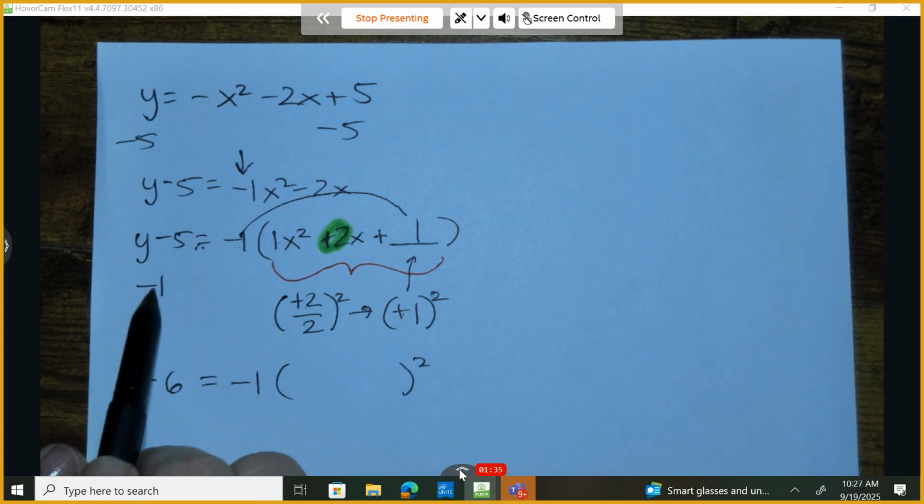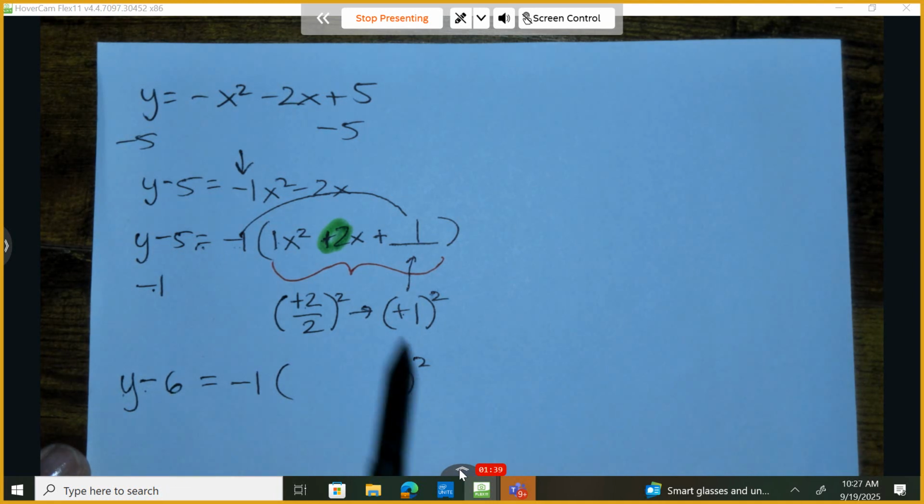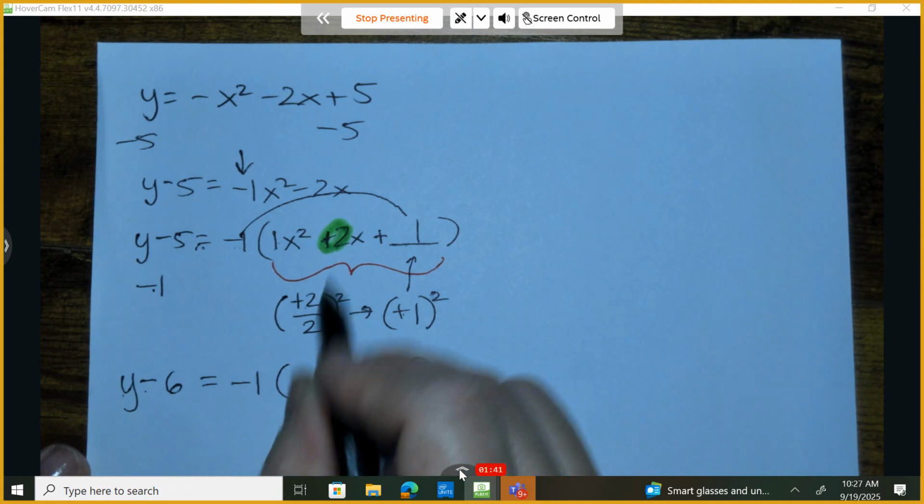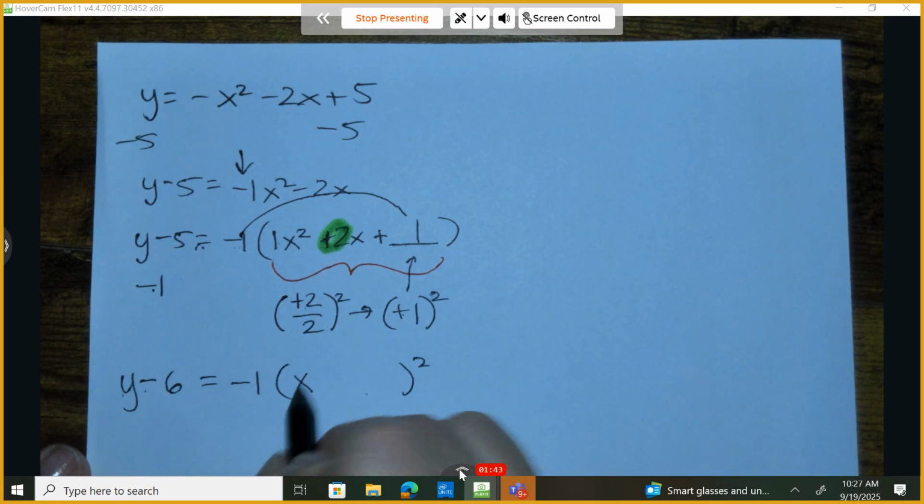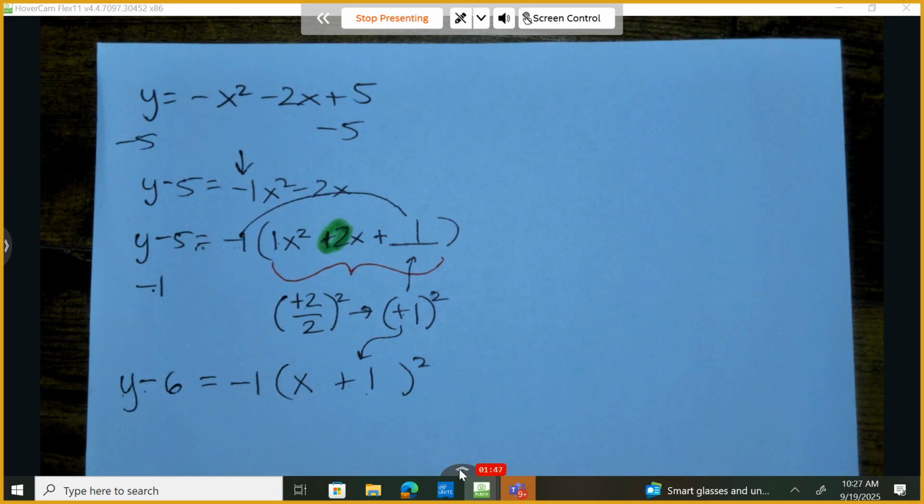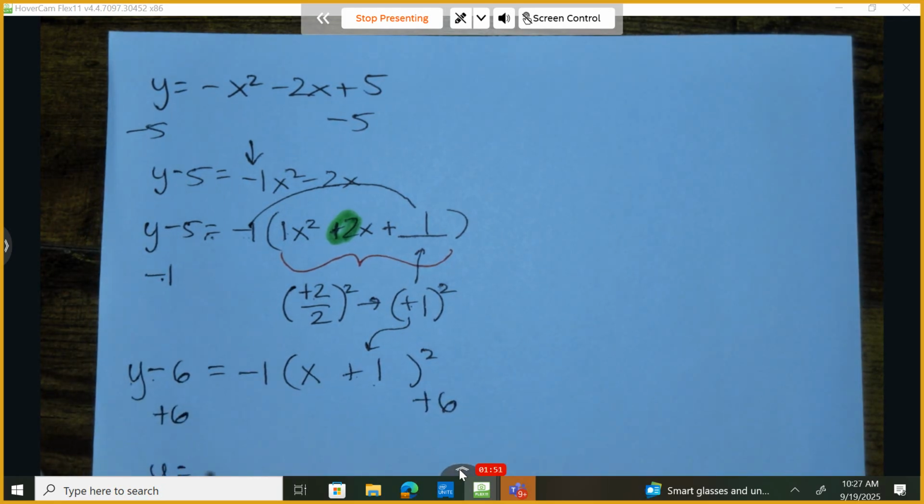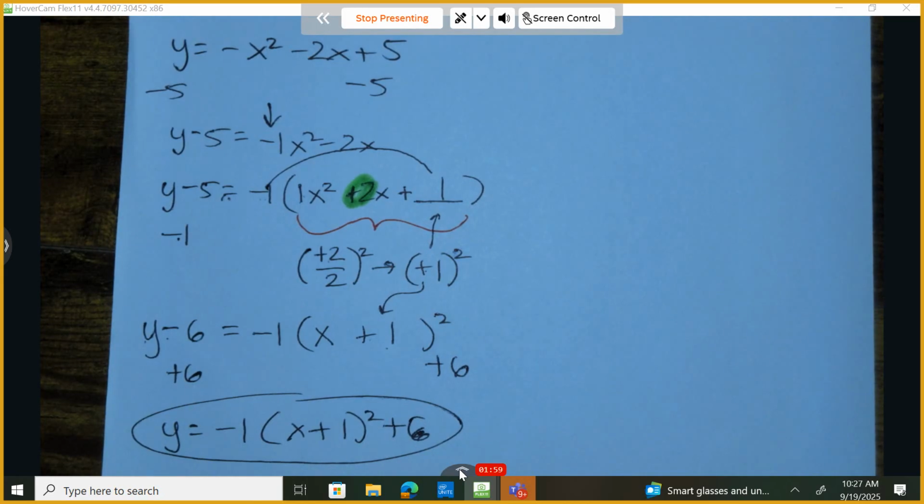I combine like terms to now have y subtract 6 on the left. And on the right, there's a quick way to factor this trinomial. We put an x in front and drop, in this case, a +1. We're going to add 6 back to the other side, and I have y equals -1 times the quantity x plus 1 squared plus 6. Now, I believe that this is correct. Everything's looking great, but you must verify. This is the step where you verify.